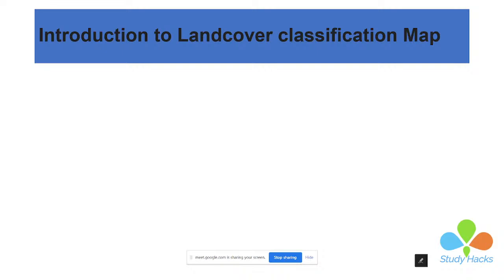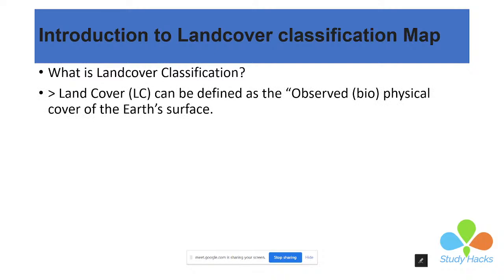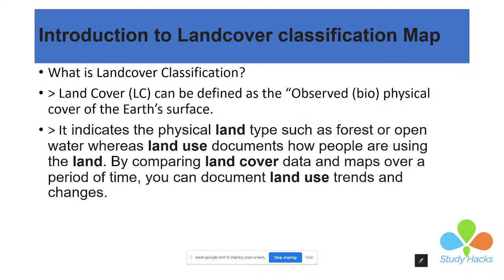Introduction to land cover classification map. So mainly what is land cover classification? Land cover classification can be defined as the observed or biophysical cover of the Earth's surface. And we can use the land use and land cover data. We can easily compare the documentation of land use, trends and change. We can easily understand what is the change on our specific land from the land use and land cover data. Okay, we can easily make the change detection map from here.